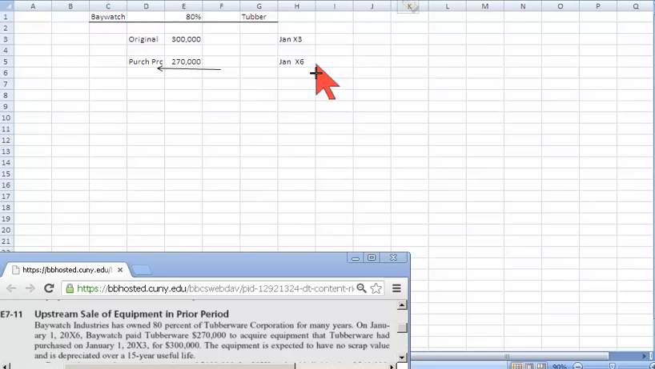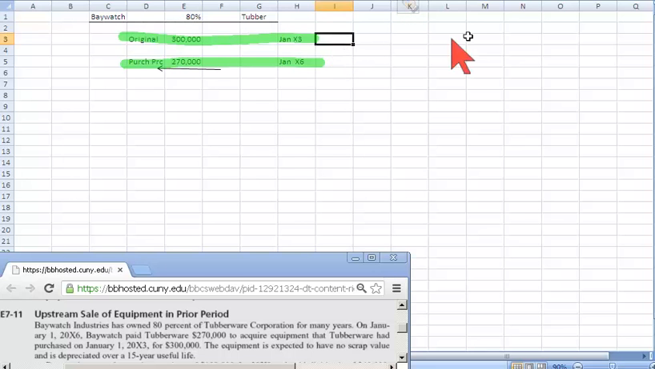Alright, so here's the problem on the bottom. Baywatch, the parent, owns 80% of Tubber, and the upstream sale of an equipment. So on January 6th, Baywatch bought from Tubber equipment for $270,000, which Tubber had originally bought on January 3rd for $300,000. So let's figure out first depreciation for both.